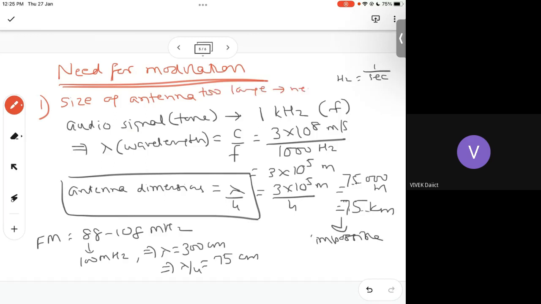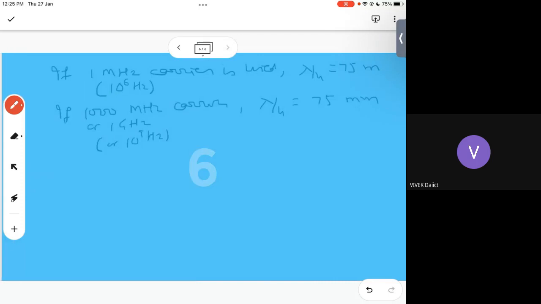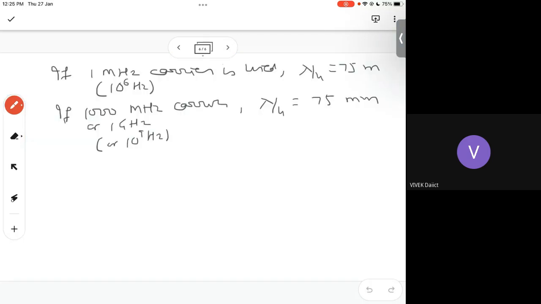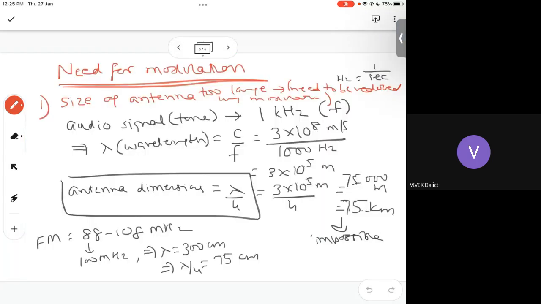And it needs to be reduced using modulation. Okay, so that is the first advantage we got. The second advantage, which we talked about last time when we discussed frequency division multiplexing. So this is the first advantage, which I put as a 1 here.